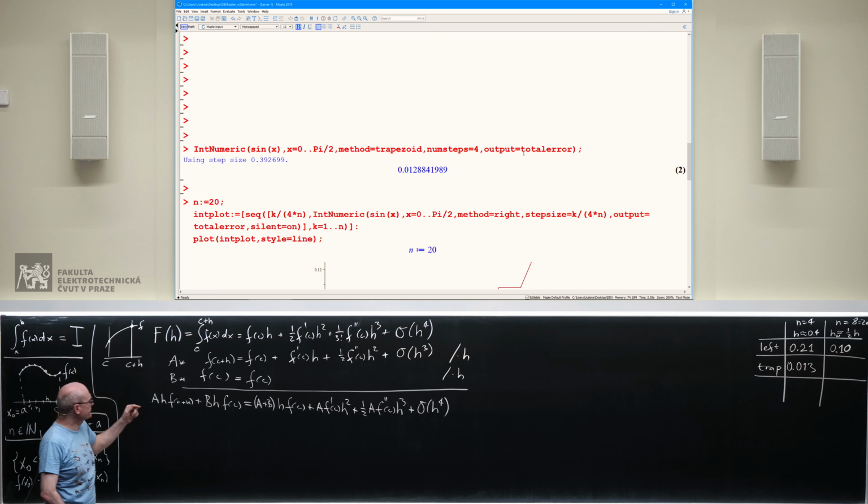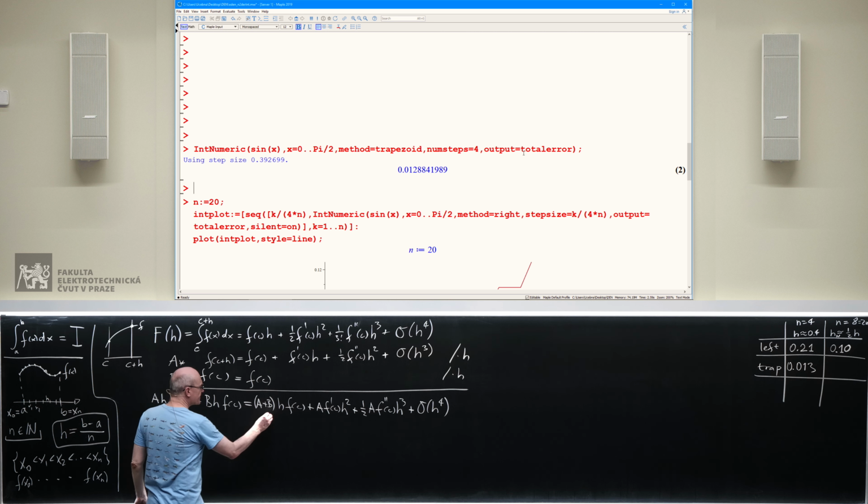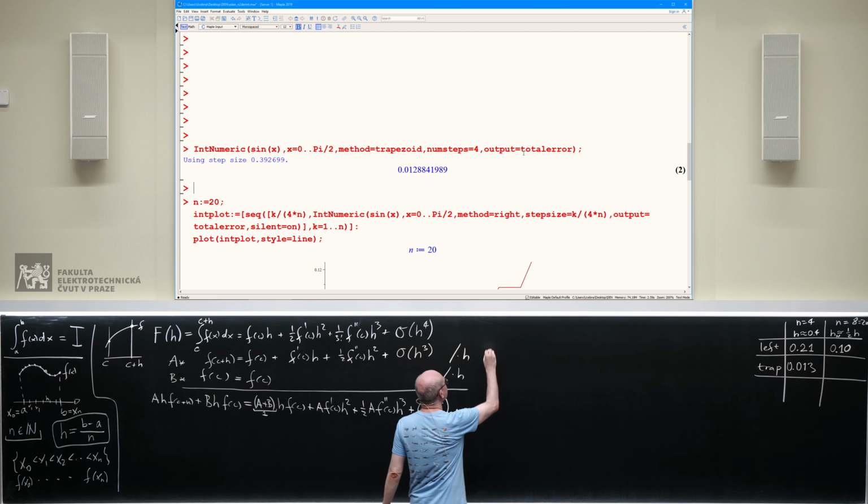So now I am trying to match these two expressions as well as I can, and we know that the most important term is the one with h, the lowest power. So let's start there. If I want to match these two expressions, then this guy has to be 1. And that's my first requirement.